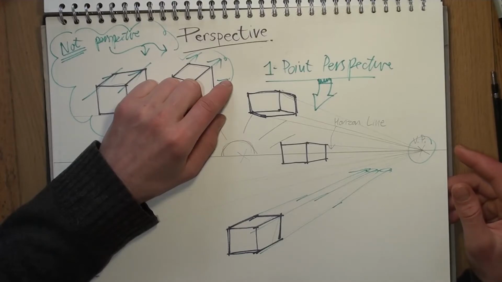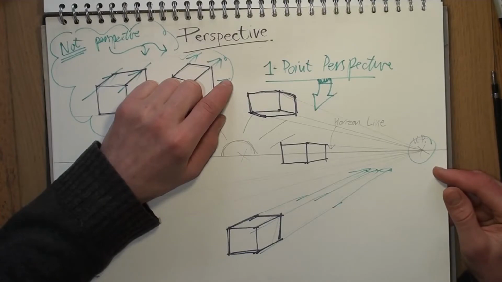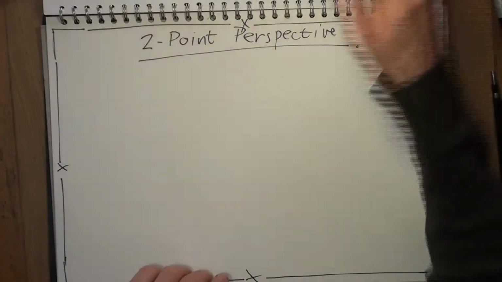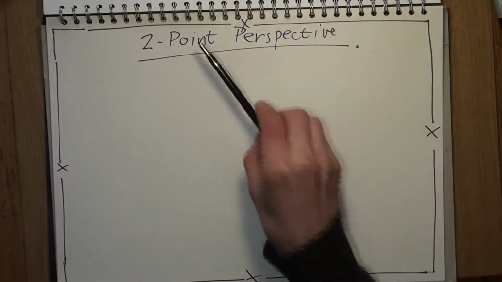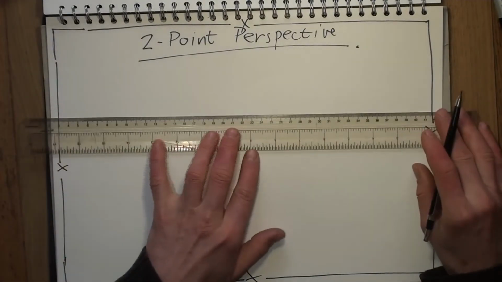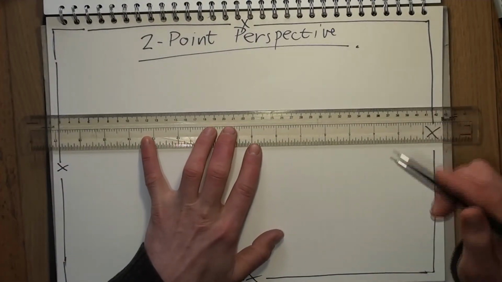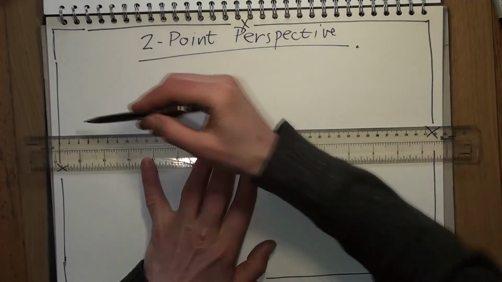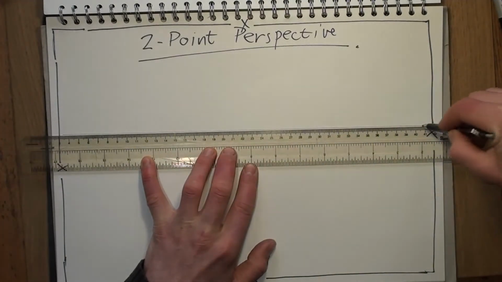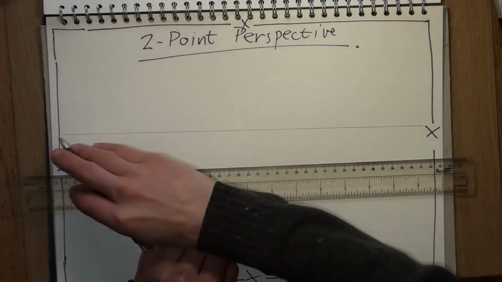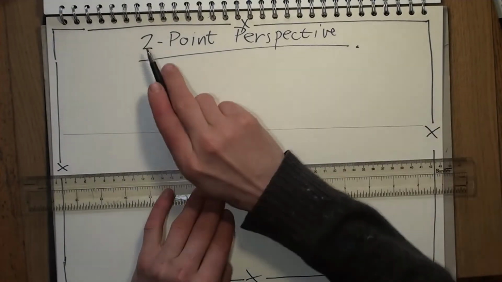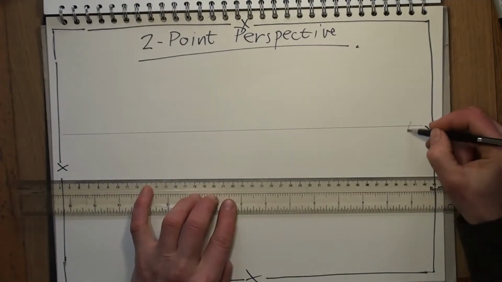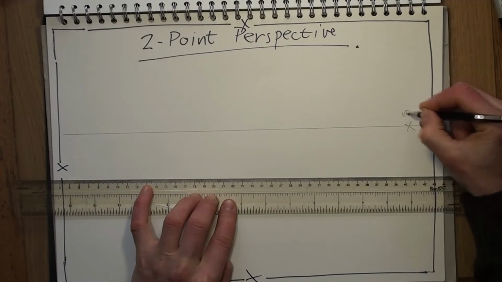It's an optical illusion, which adds a lot of detail and realism to your work once you can really embed it in your work. Now, two-point perspective is even closer to real life. So in this particular case, I'm going to have my horizon line over there. So I've got my horizon line. Now, two-point perspective, there is my vanishing point.